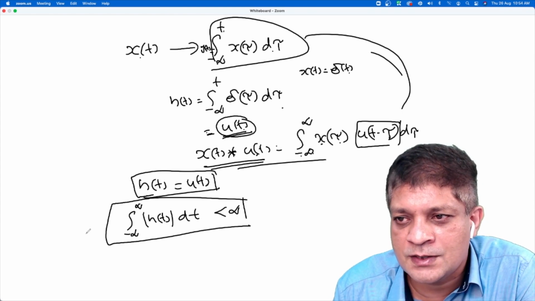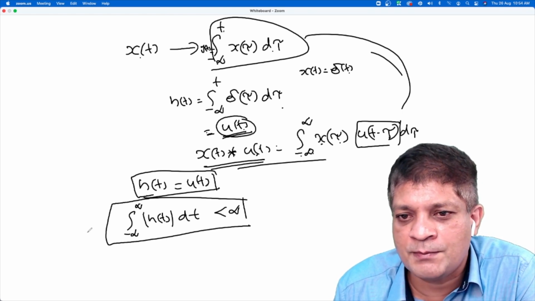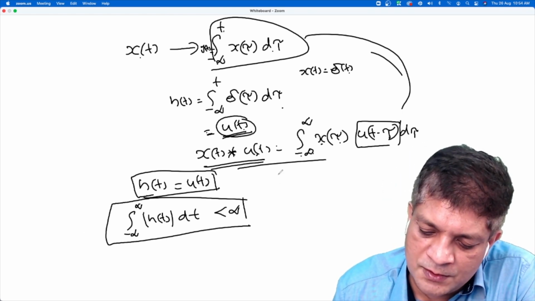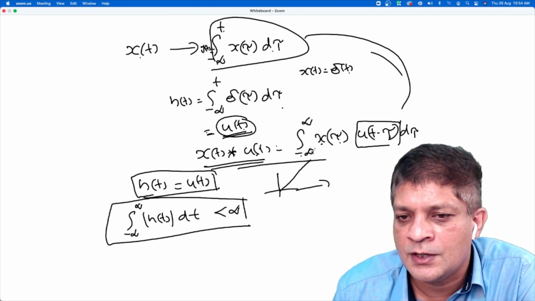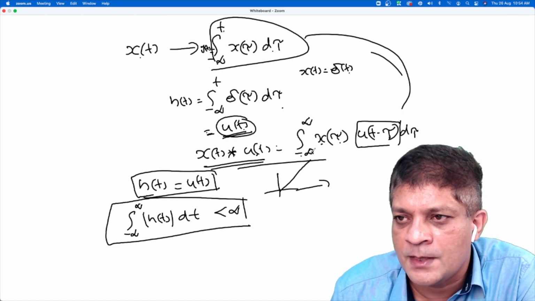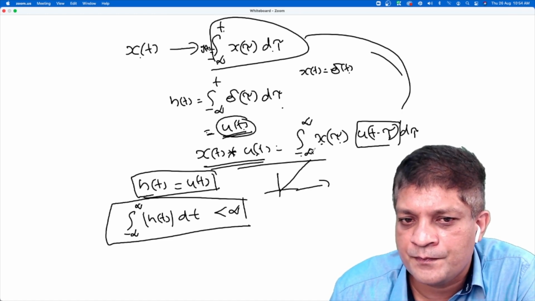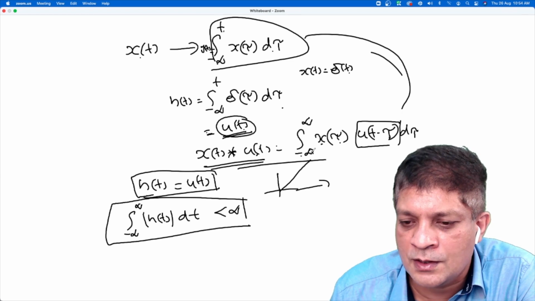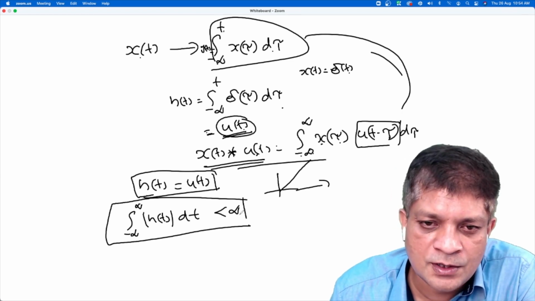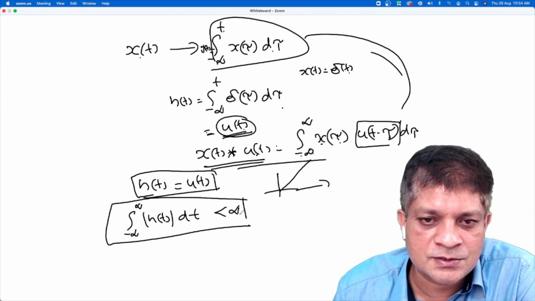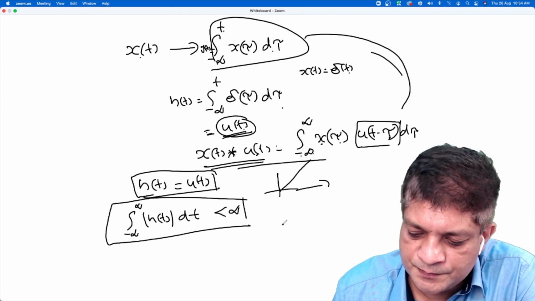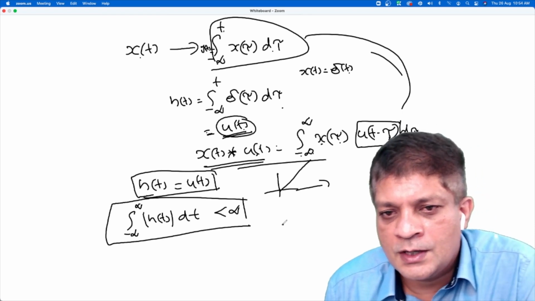It is not finite. It is a ramp function. It is not a bounded signal. If you integrate the mod of this, you will get a ramp function. It is not bounded. As t tends to infinity, its amplitude tends to infinity. So it is not a bounded output, and it is an unstable system, isn't it? Okay, that's about the stability.